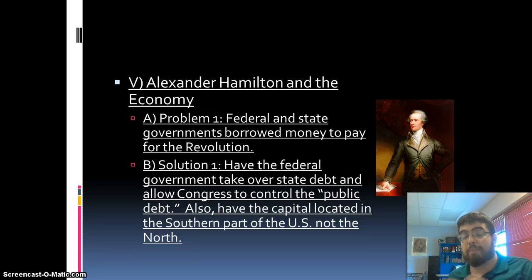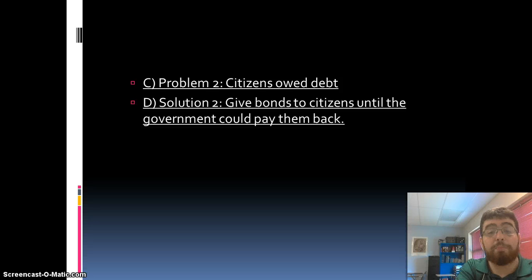And this way, it makes the southern states not as upset that a lot of them already paid off their debt, because now they have the capital in their area. So it kind of keeps that balance. Problem 2, the citizens owed lots of debt.